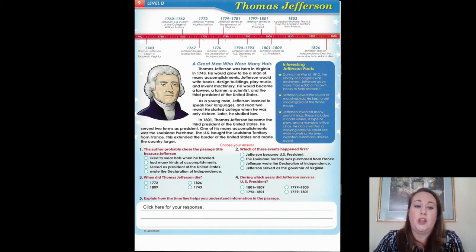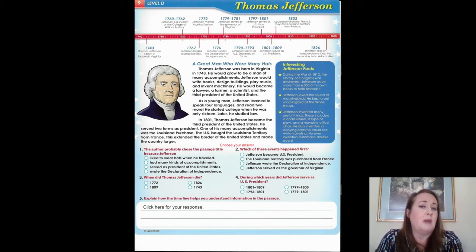Okay, so we see at 1743 is when he was born in Virginia. But it talked about him going off to college when he was 16. So when was that? We see that he started college in 1760 to 1762. Okay, so that's important to Thomas Jefferson when we're talking about his accomplishments. Okay, but in 1767, we find out that's when he began to practice law. And then in 1772, we see who he married. He married Martha Skelton. And then in 1776, Thomas Jefferson writes the Declaration of Independence.